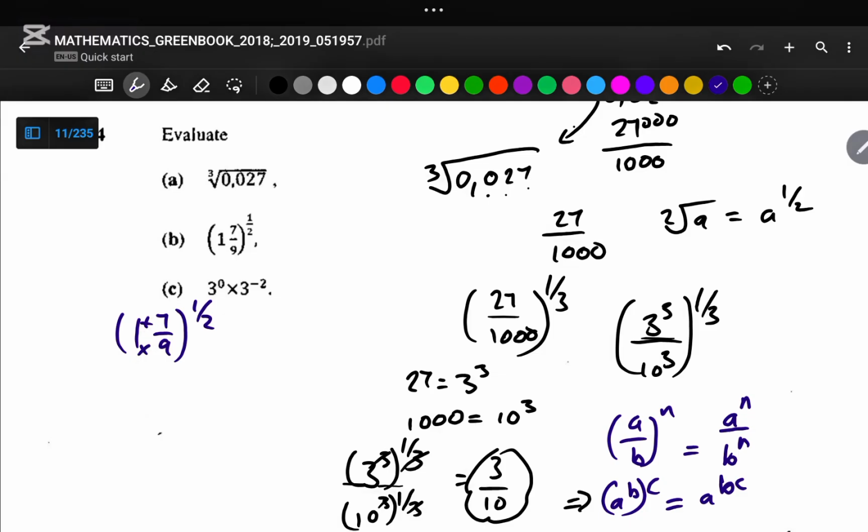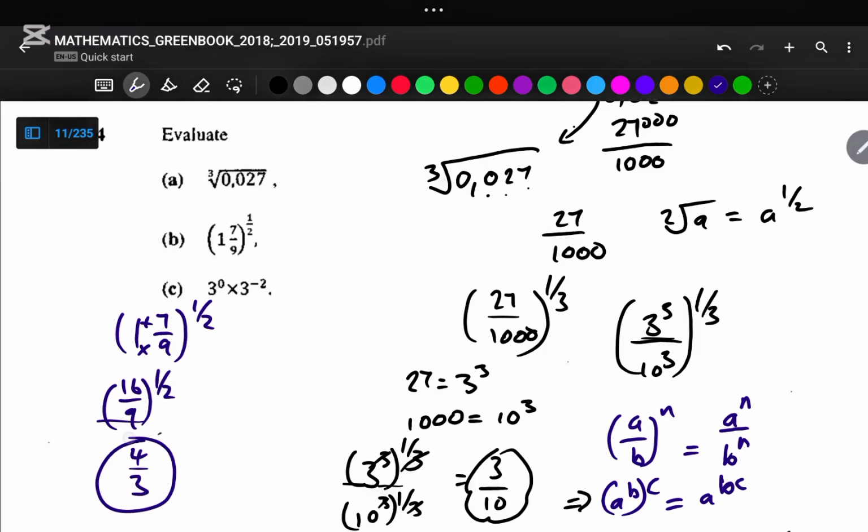What is 9 times 1? It gives us 9. What is 9 plus 7? It gives us 16. So it's 16 over 9 raised to the power half. Raised to the power half is the same as square root. So what is the square root of 16? It is equal to 4. Square root of 16 is equal to 4. And what is the square root of 9? It is equal to 3.